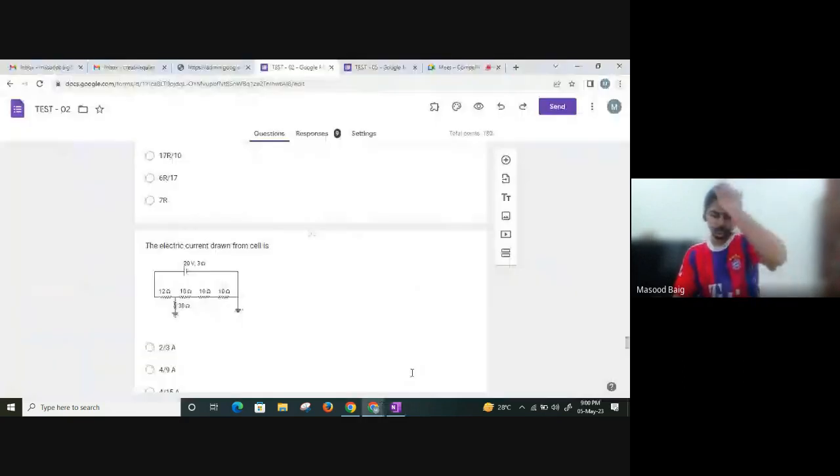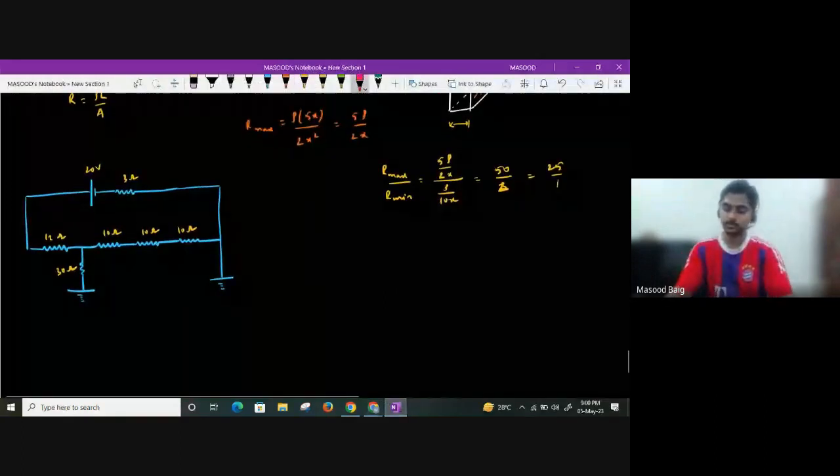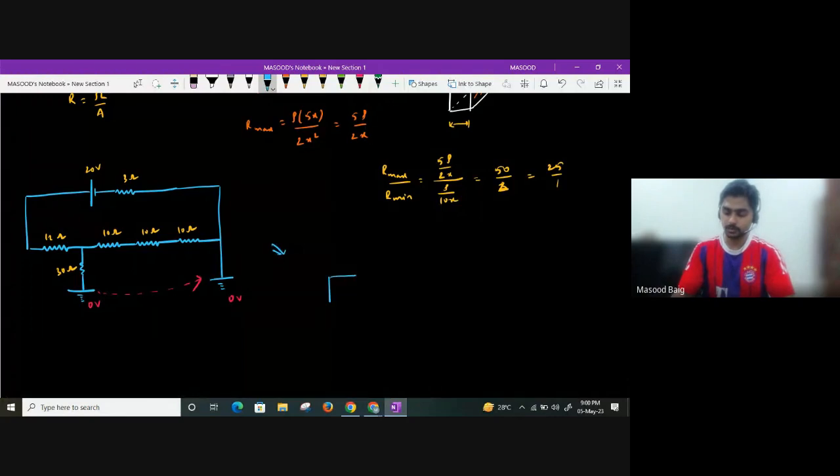They're asking us to find out what is the current drawn from the cell. So if you look at this, guys, this is 0 volt. This is also 0 volt. So what I'll do, I'll directly take this and place it here. So if we redraw the circuit, I am going to get something like this: 20 volt, 3 ohm. Here you will have 12.